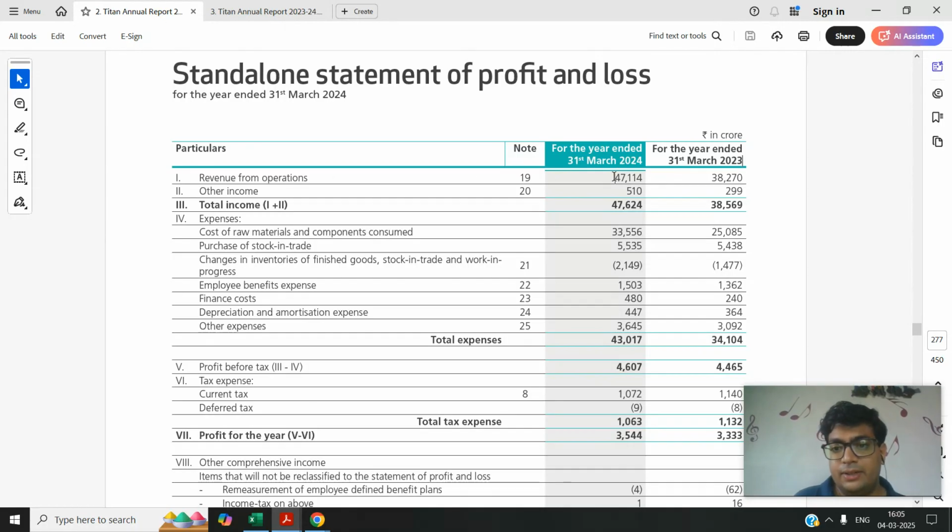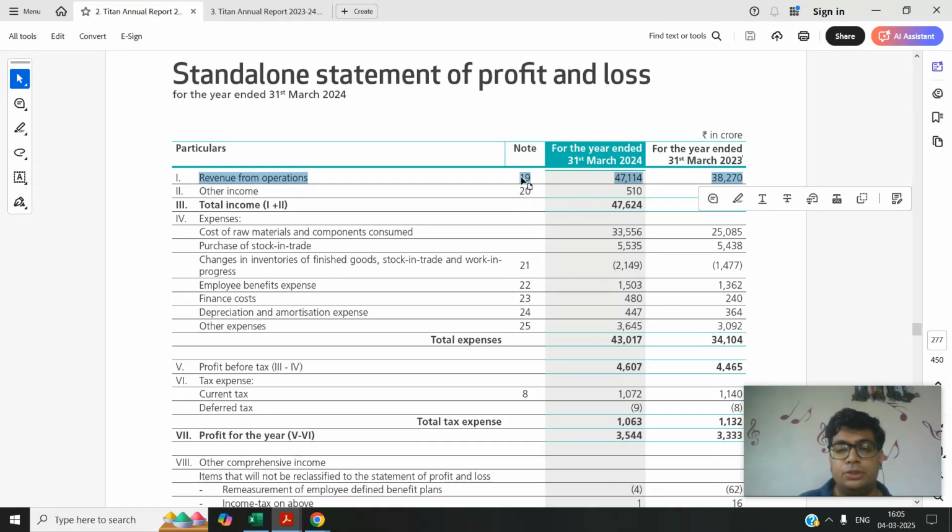And Titan made 47,114 crore in the current year, compared to 38,000 in the previous year. So we were able to increase our sales by 9,000 crore. This is what it indicates. Now what does it note here? As I said, Titan earns money by selling various products like eye care products, jewelry, watches, accessories, etc.